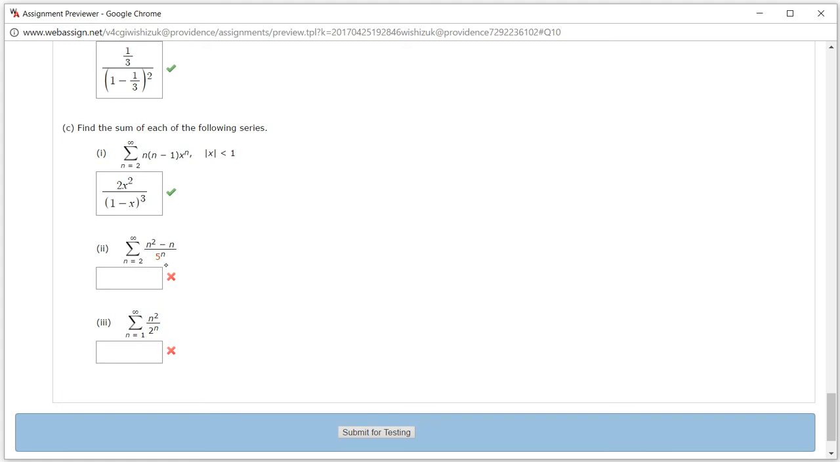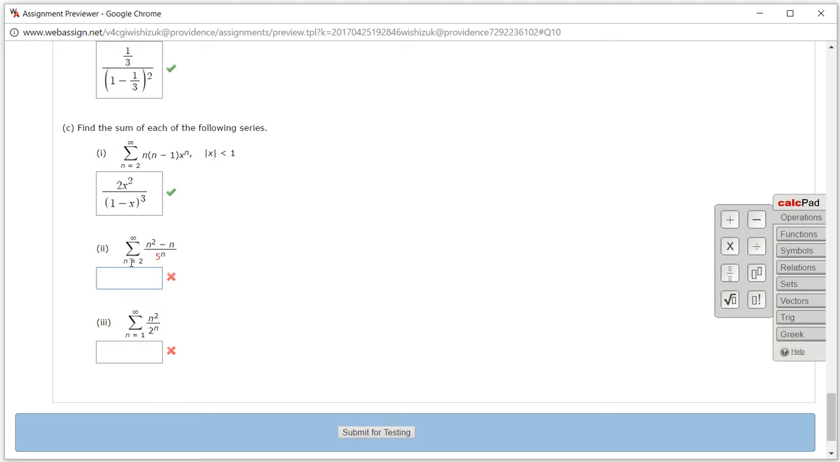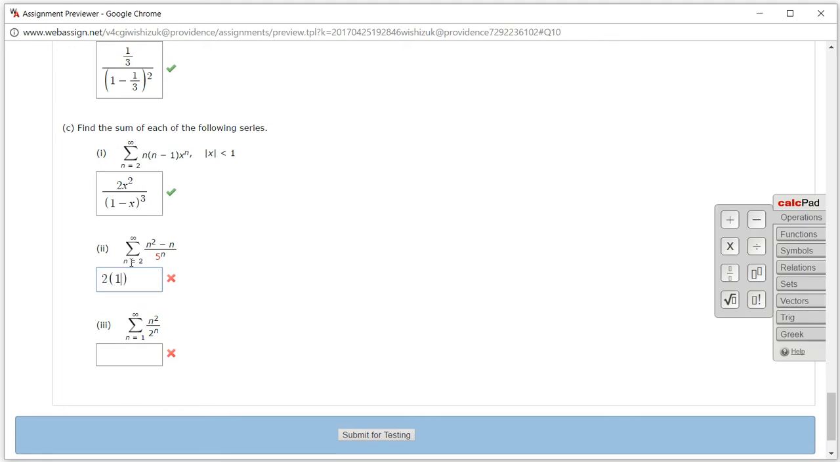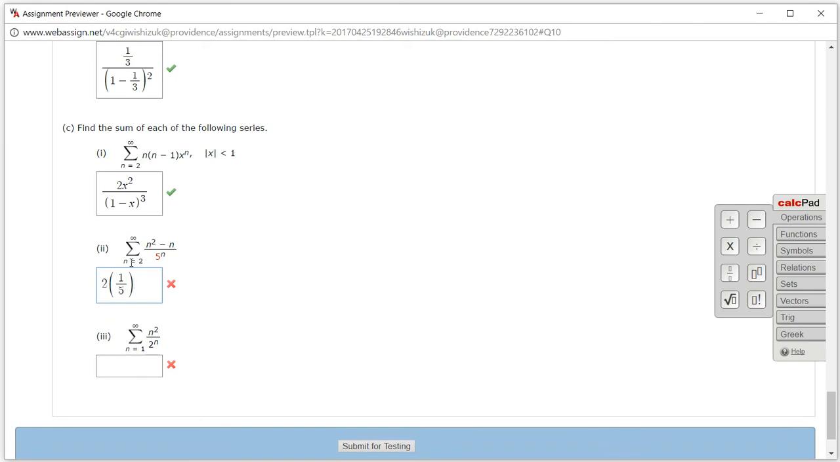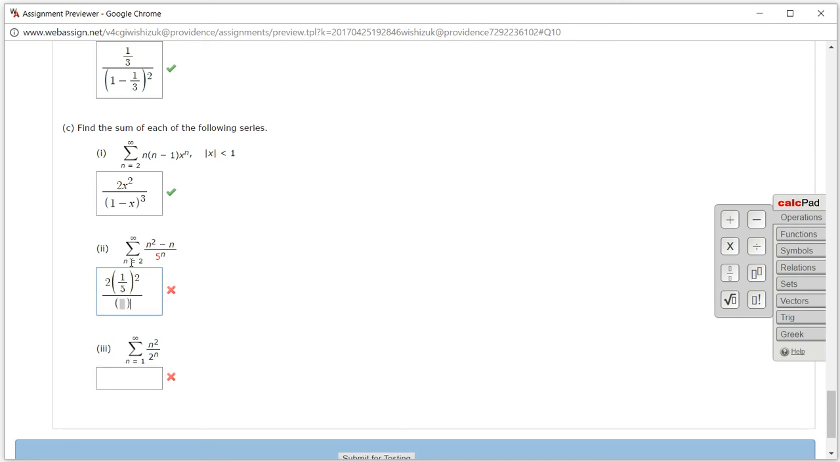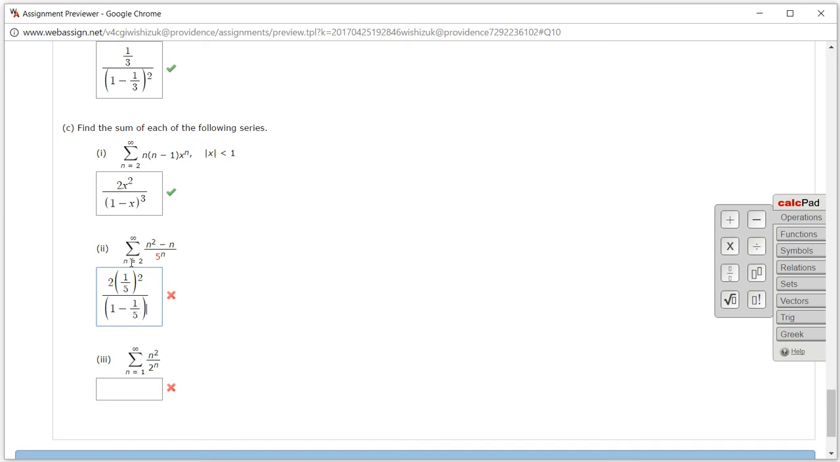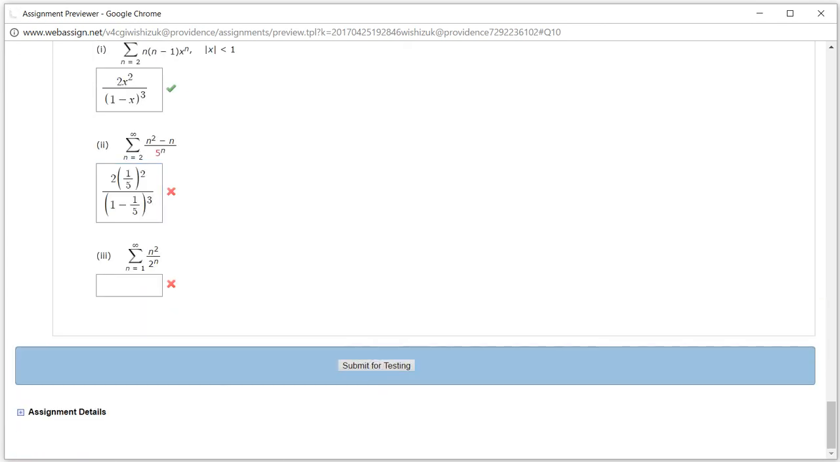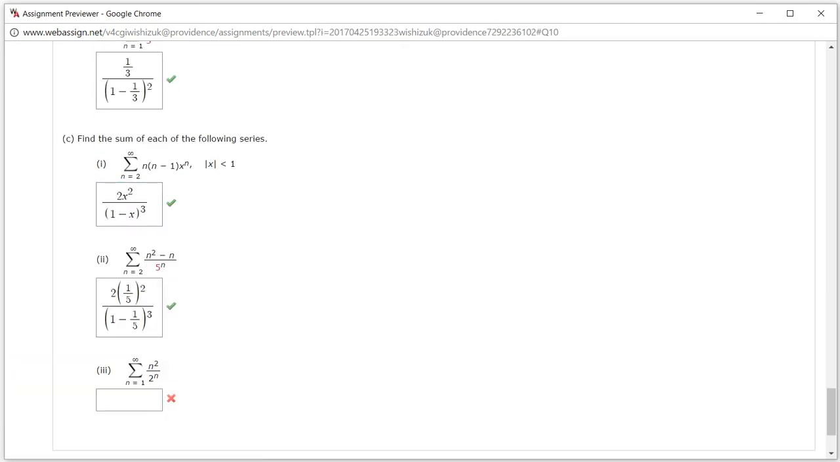All right, so it looks like you have n squared minus n. So we just have to plug in 1 over 5 for x in number 1. All right, so I can probably do it here. So it's a 2 times, and you have 1 over 5, and then squared. All right, then divided by 1 minus 1 over 5 raised to the 3rd power. All right, so let's check the answer. Submit for testing. All right, we got this one correctly here.